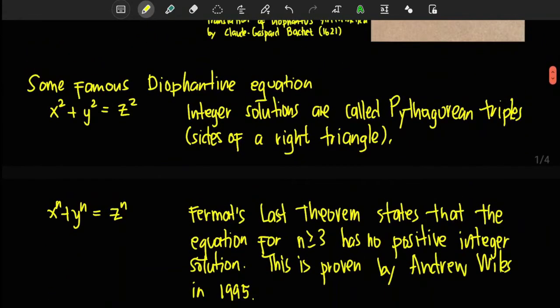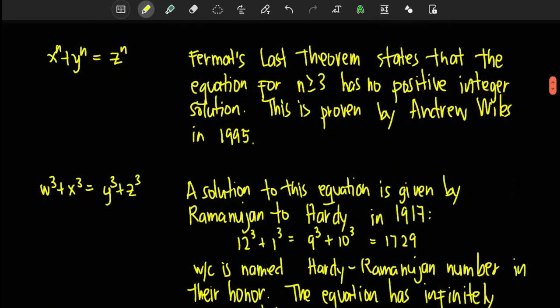Probably one of the most famous and most classical Diophantine equations is the Pythagorean equation x squared plus y squared equals c squared. Integer solutions of this equation are called Pythagorean triples, which are actually the lengths of the sides of a right triangle.